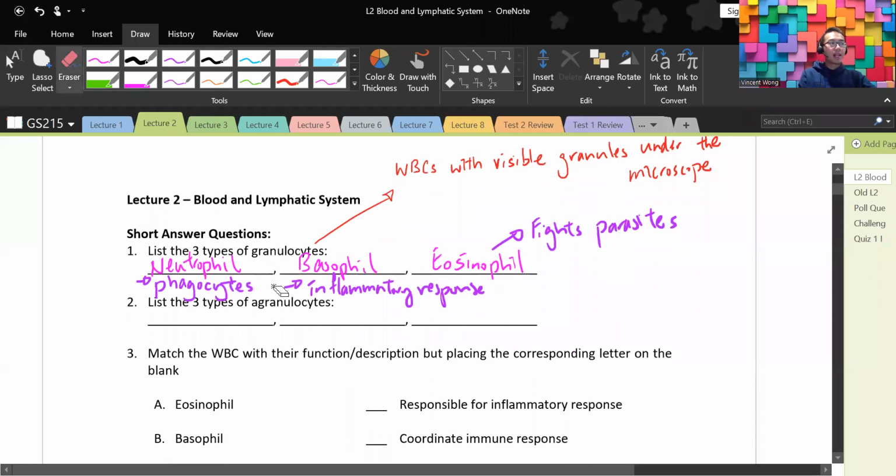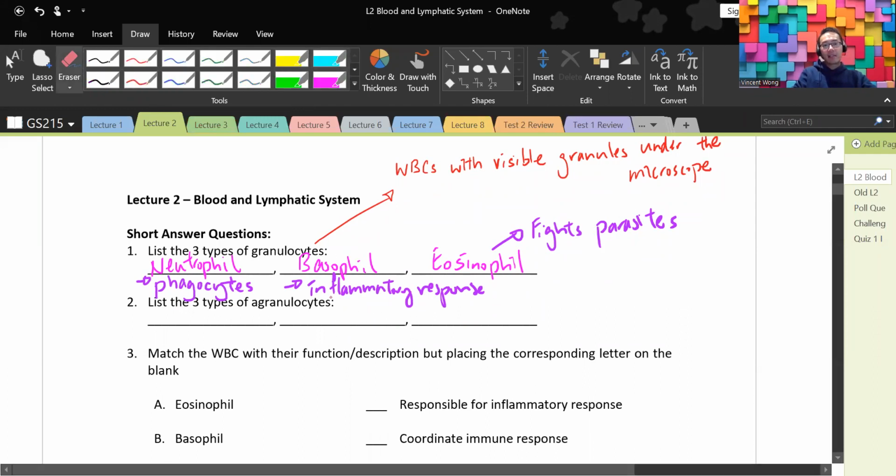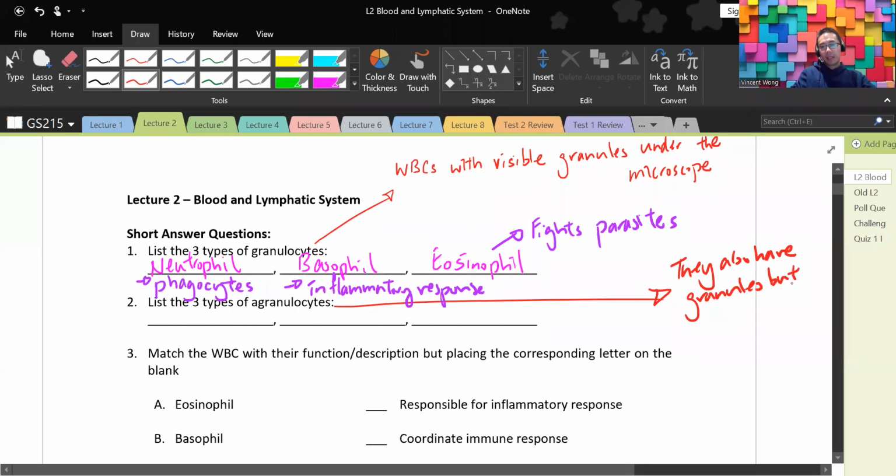The opposite of granulocytes are agranulocytes. They also have granules, but you just can't see them under the microscope. They don't take up the stain as well as the granulocytes, but that doesn't mean they don't have them.